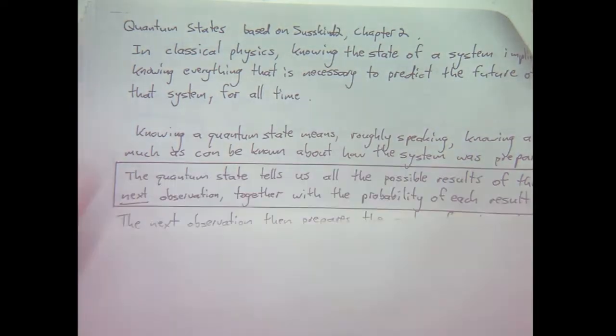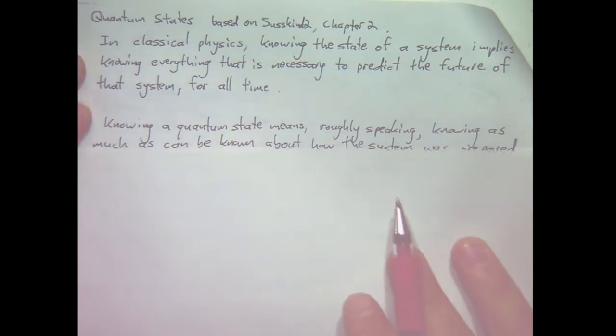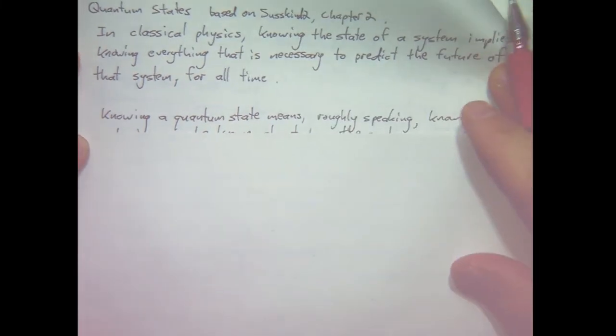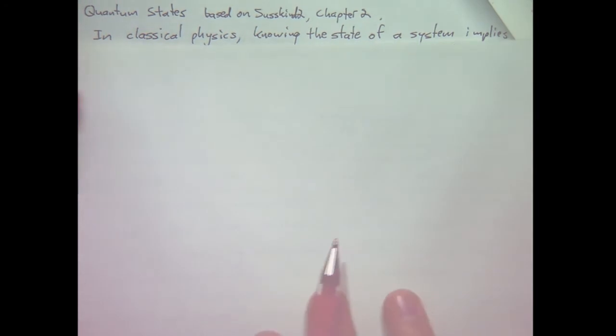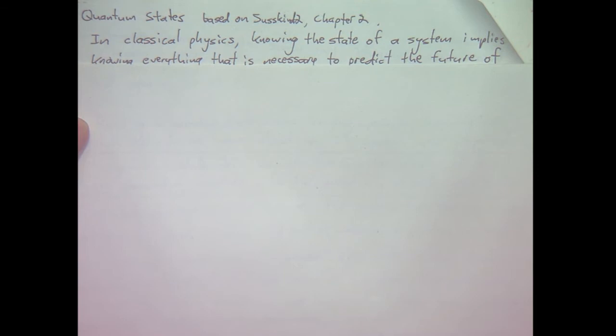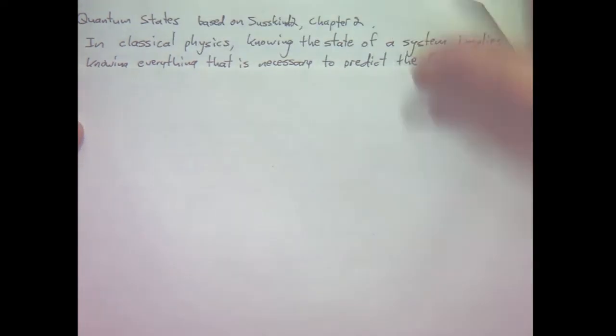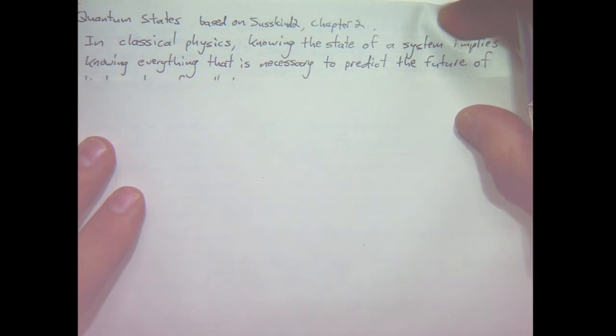The quantum state. What does it mean to know a quantum state? Well, it's contrasted to knowing a state in classical physics, a classical state. In classical physics, if you know the state of the system, it implies you know everything that is necessary to predict the future of that system for all time.